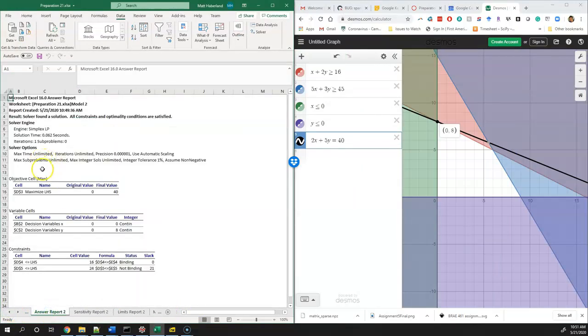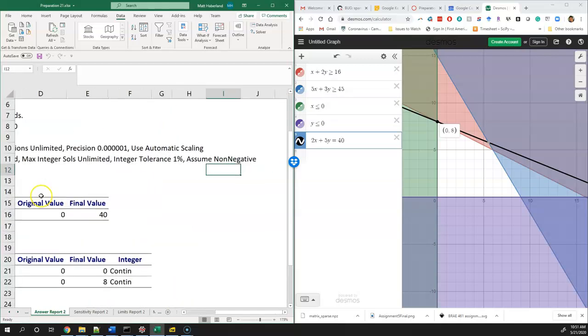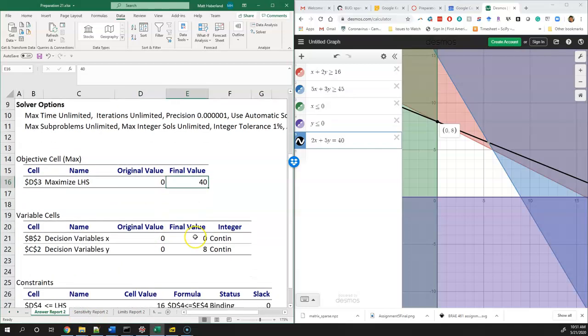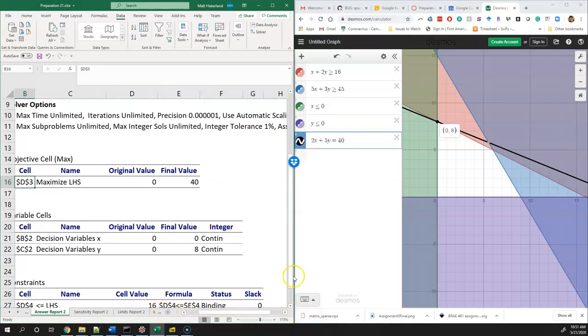So answer report, what do we have here? The solution time, etc., a bunch of information about the problem. The objective cell, the original value was 0. That's what I had in the spreadsheet before I clicked solve in Solver, and then it optimized it to a value of 40. The objective function cell is cell D3. I guess we can confirm that.